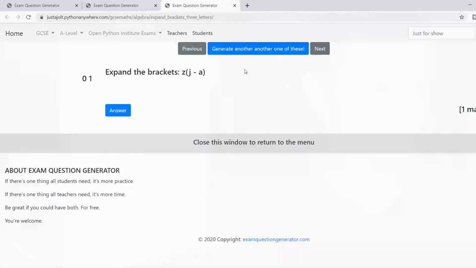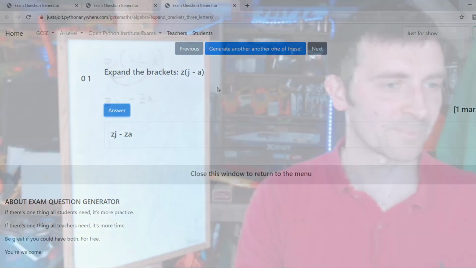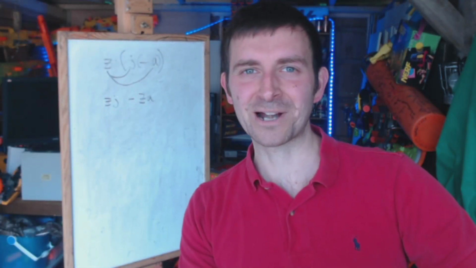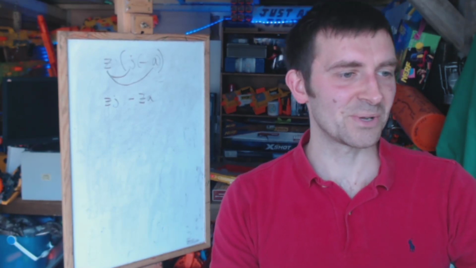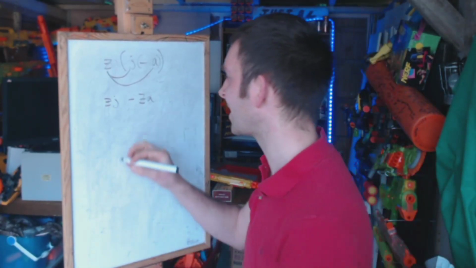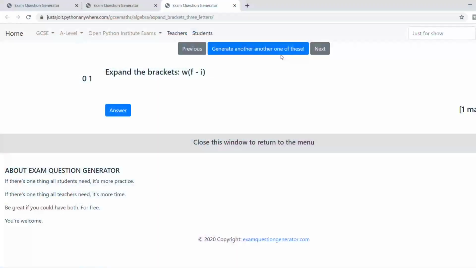Let's go back to the website and check that what we've said is correct. And there we go. That's exactly what we get. It's always reassuring when I manage to program things correctly. Anyway, let's do another one of these. So we've now got W, F minus I. I love the combinations of letters here. So W, I think I'll just show you what I've got. WF minus I.